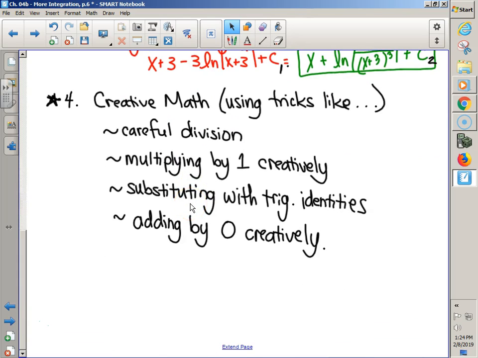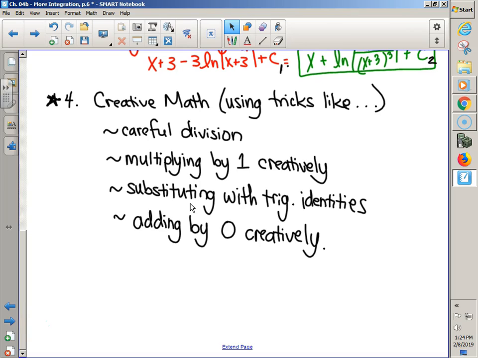Careful division. Hey, we just did division, and which one? The last one, yeah, we did division. We did splitting up division. So that's one way to divide. Technically, we could say careful multiplication and division. But what other kinds of division are there? Synthetic division. Long division. Rational functions.